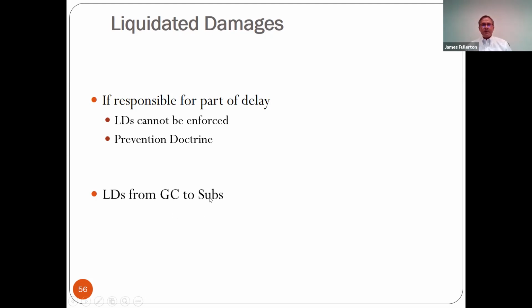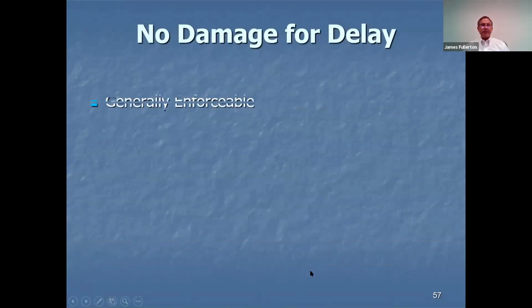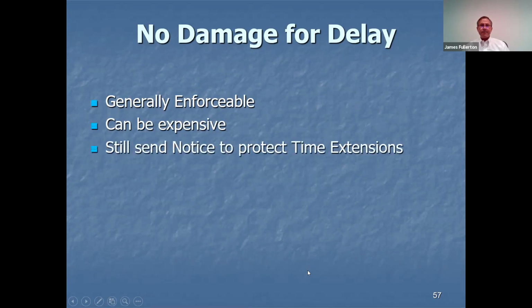And the same thing between a GC and a sub. It's even more true that a GC is responsible for some of the delay, and that's a big issue for GCs. It's a good defense that you have because GCs will usually just try to shove LDs down to their subs. Subs are usually going to have defenses because the GC is at least partially responsible for those delays. No damage for delay clauses are generally enforceable. And so as a seller of labor and materials, you want that in your contract if you can get it.